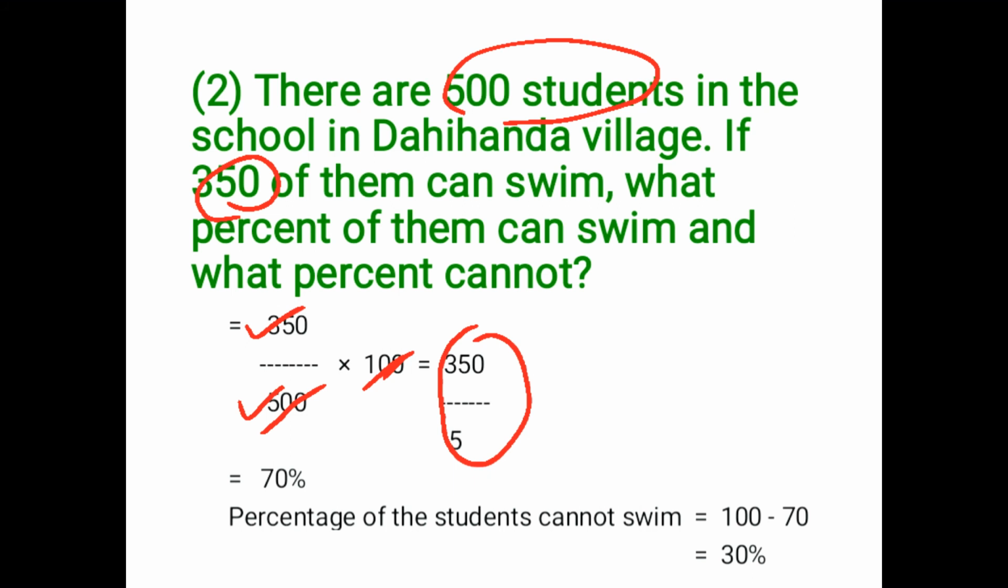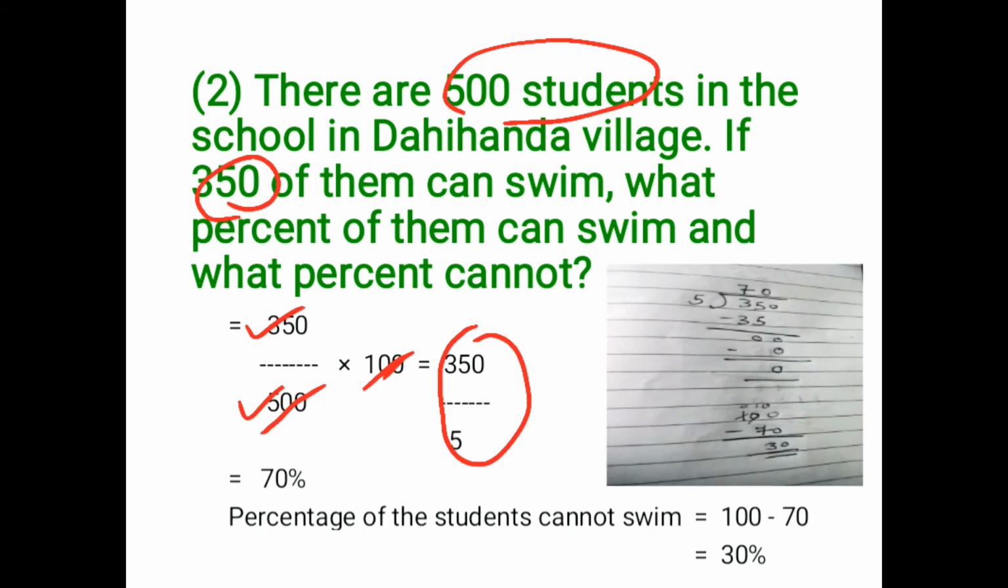From 100 you have to subtract. How many percent of the students cannot swim? You have to subtract it from 100. 100 minus 70, getting 30%. Okay. Look at the picture here.